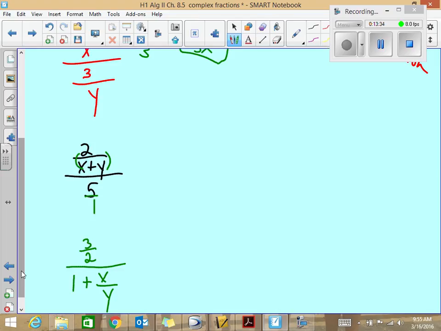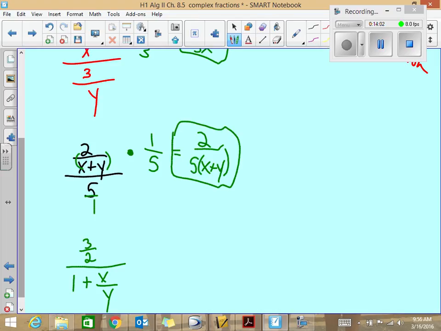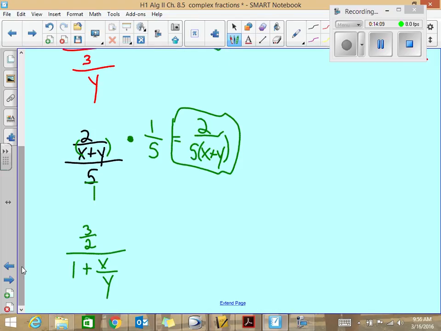So now we have a fraction over a fraction: keep, change to multiplication, flip, and multiply. So multiply the top, we get 2, the bottom, 5 times x plus y. Now you could distribute that 5 if you want to, but since we're trying to get it in simplest form, if you keep it like this, you can tell it's in simplest form. If you keep it factored, it's easy to see that nothing else can cancel. But I wouldn't take off if you distribute that.